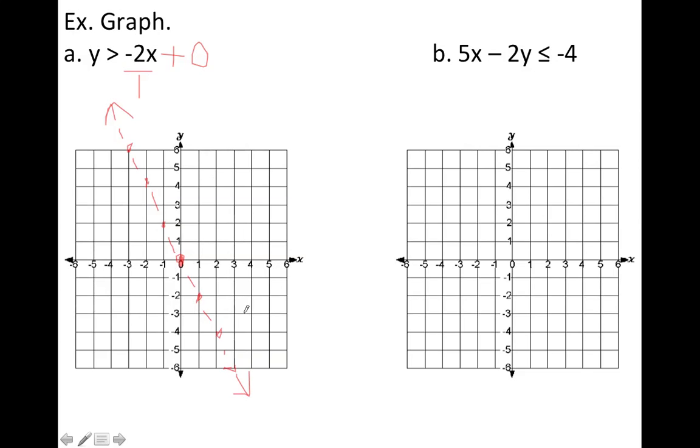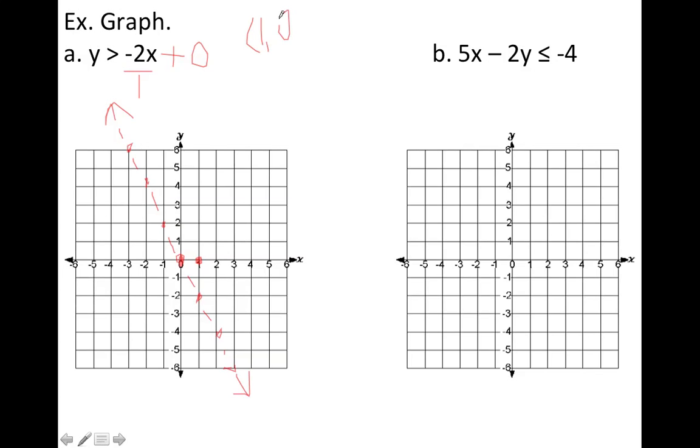Now, this one gets a little tricky because we don't have a straight vertical or horizontal line, so we have to pick a test point. I normally like to pick 0, 0, but since our line goes through that point, we cannot pick it. So I'm going to pick a point that's not on our line. I'm going to pick the point 1, 0. So this is our test point, 1, 0.